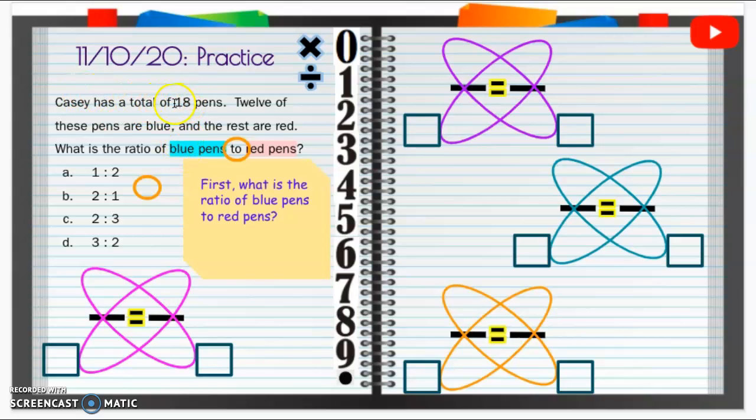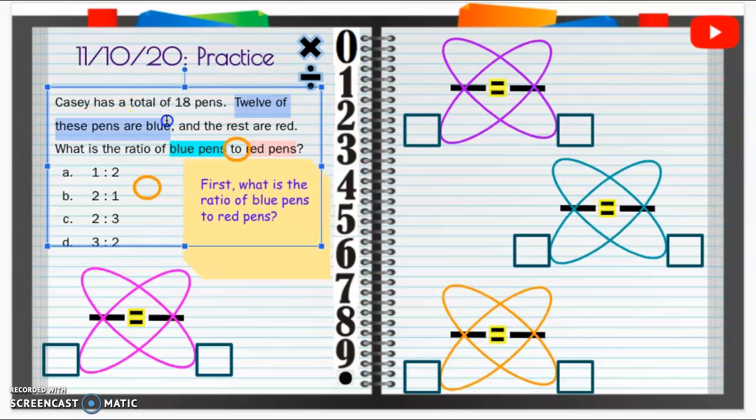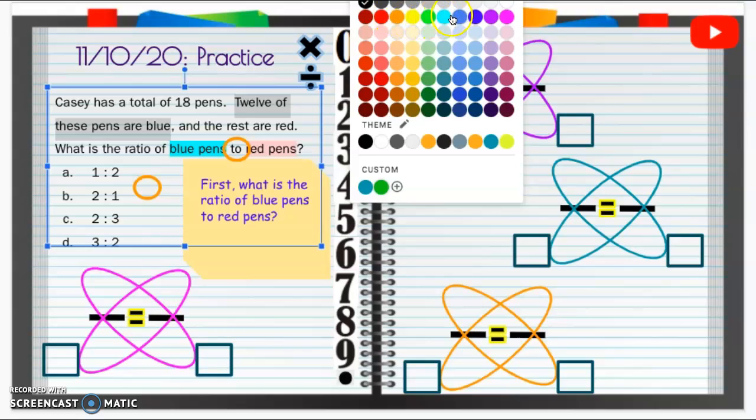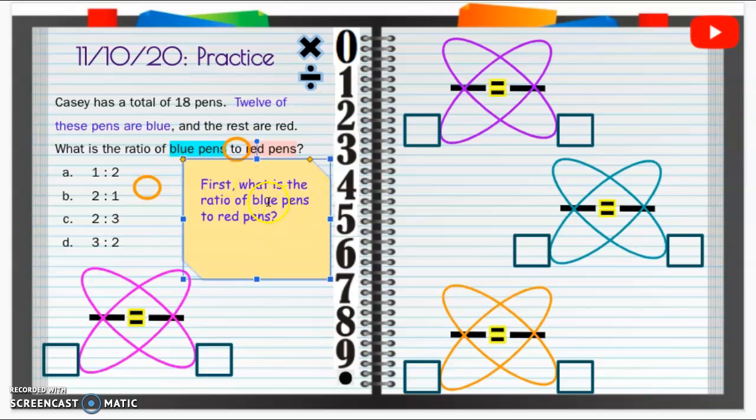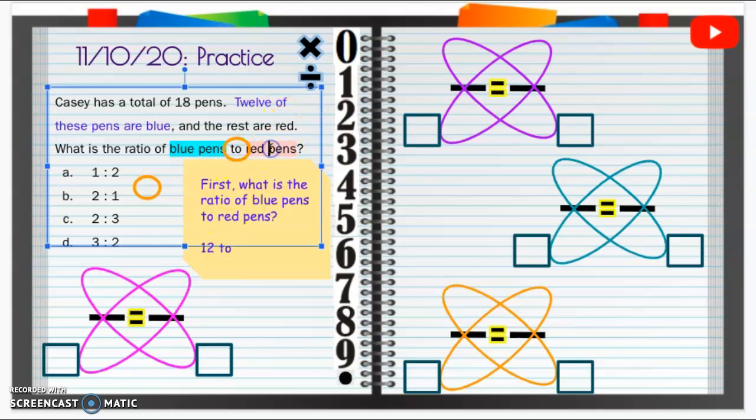So it says a total of 18 pens. 12 of these pens are blue. So it tells us here 12 of them are blue. So I'm going to do blue here. So 12 of them are blue. So first of all, what's the ratio of blue pens to red pens? Well, I know the ratio of blue pens to red pens. Blue pens, it says there's 12. And then figure out red pens. Well, it says the rest are red.